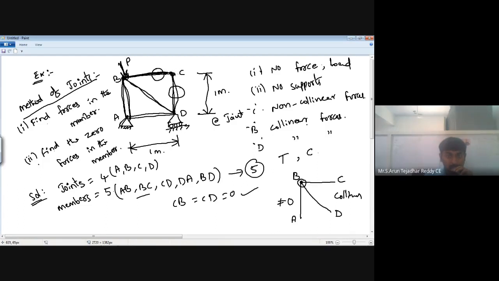Suppose if you take joint C. From joint C to joint B, one member is acting. From joint C to D, one member is acting, and there is no other member. Only two members are acting, and one more point: no external force is acting here. So it is non-collinear.